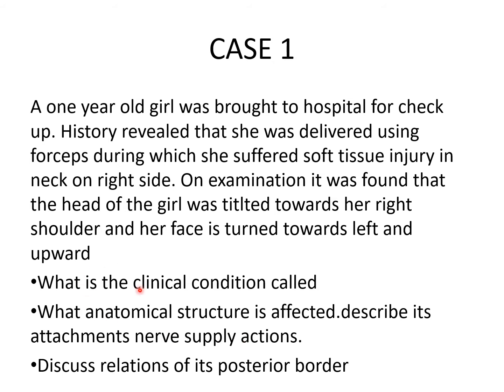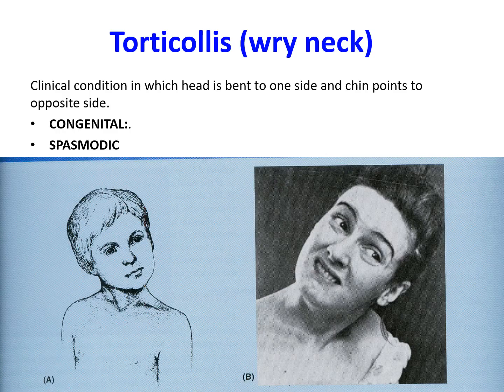So, now let us discuss this clinical condition in detail. The case scenario that we discussed is the case of torticollis, also known as wry neck. Torticollis or wry neck is a clinical condition in which the head is bent to one side and the chin points to the opposite side, and this is the action of the unilateral contraction of the sternocleidomastoid muscle.